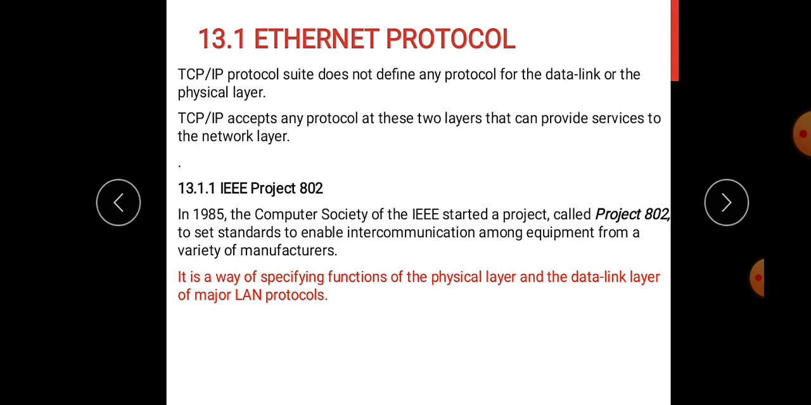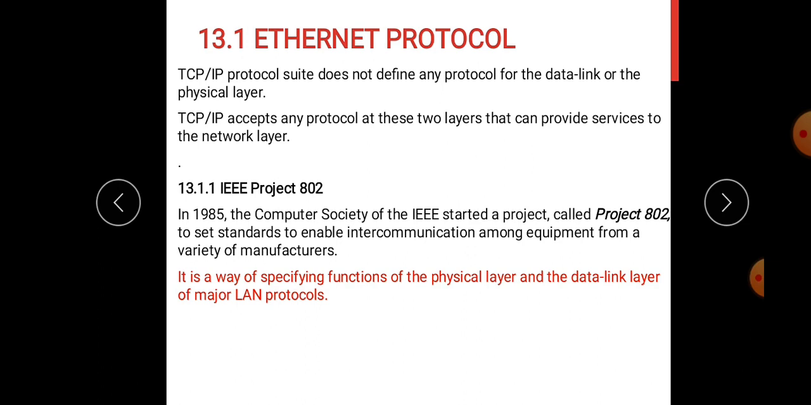Previously we have seen that the TCP/IP protocol suite does not define any protocol for the data link or the physical layer. That is, TCP/IP accepts any protocol at these two layers that can provide services to the network layer. We have seen LAN, a local area network, a computer network designed for a limited geographic area such as a building or campus. A LAN can be used as an isolated network to connect computers in an organization for the sole purpose of sharing resources.